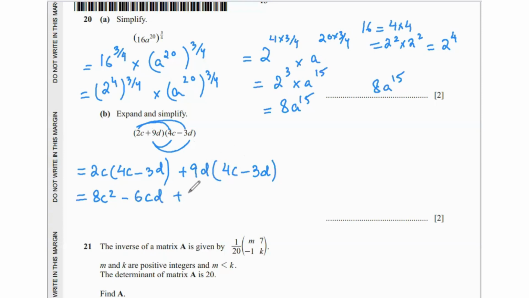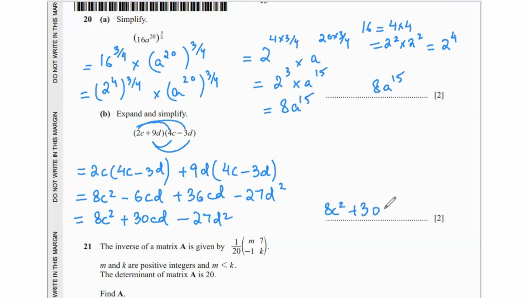9d times 4c is 36cd. And 9d times negative 3d is going to be negative 27d squared. Combine the like terms. 8c squared comes as it is. Negative 6cd plus 36cd is going to be plus 30cd. And negative 27d squared also comes as it is. So this is your expanded and simplified expression.